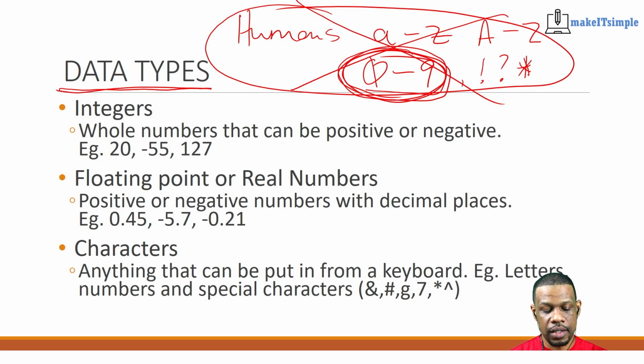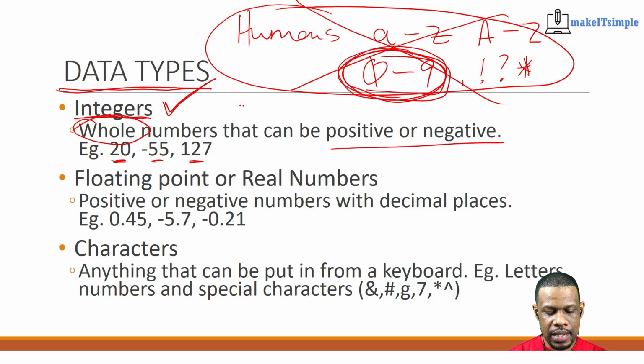So the first thing that a computer usually understands is something called an integer. An integer is a number that could be positive or negative. So that would be like 20, negative 55, or 127. It could be a positive or negative number, but it has to be a whole number. Whole numbers meaning no decimal places. So if we speak to the computer in integers, the computer is happy.